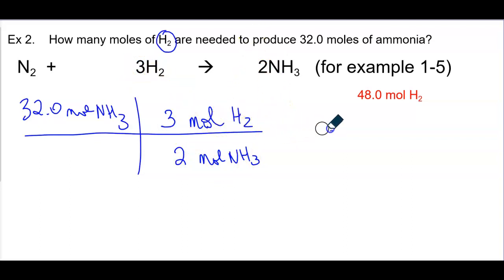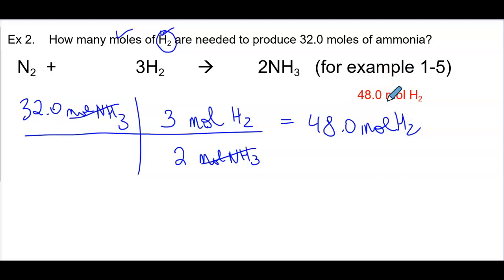Okay. So we're done. How do I know I'm done? Because we're going to work on remembering to cancel our units. And the only thing I have left is moles, check, hydrogen, check. So now we're going to multiply 32 times 3 and divide that by 2. And I can have 3 sig figs because remember, we're not going to count these because we're going to consider them exact. The only thing we can use is that. So we're going to do 48.0 moles of H2, as you saw right there.